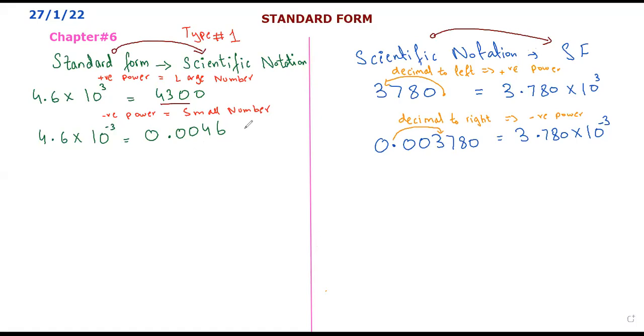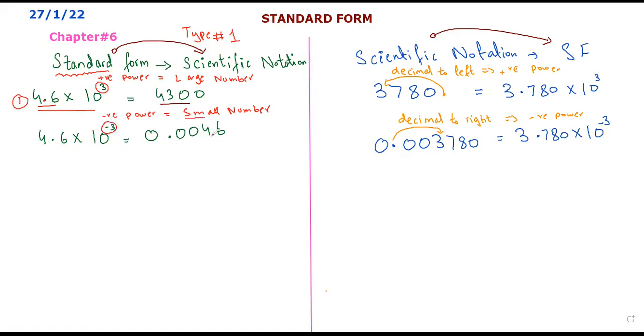Now let's say you have been given the standard form 4.6 into 10 to the power 3. The answer would be 4600. Why? Because this time you have positive power. Whenever you have positive power, this number gets bigger. And how much bigger? Your decimal will move to the right side, 3 units. So for this, forget about left and right. Just remember, if you have positive power, your number will become large, and if you have negative power, your number will become small.